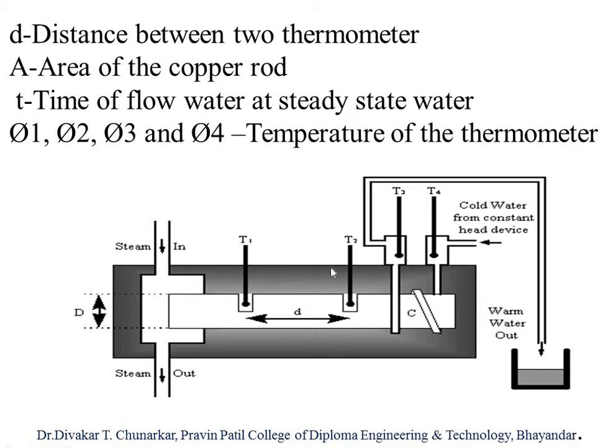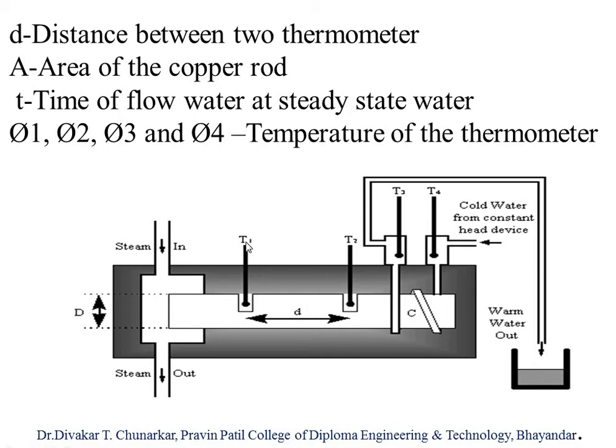So students, this is the assembly for thermal conductivity. This is the rod, also a copper rod. Before starting our experiment, first we determine the area of the rod. We measure the outer diameter of the rod, then the radius, which is diameter divided by 2, and the formula for a circle, pi r squared, gives the area of the rod. After that, we measure the distance between the two thermometers, that is D.